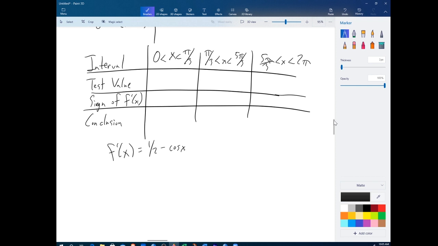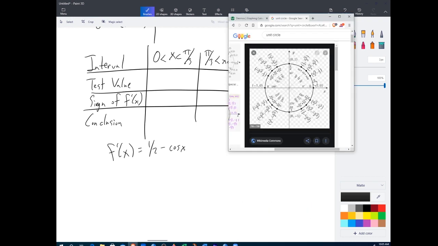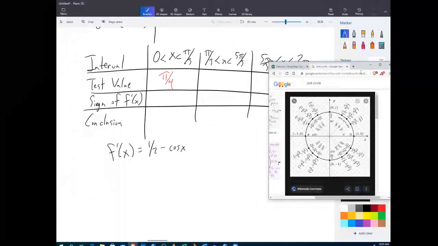All right, just shout it out. And let's maybe pull up the unit circle again, just so you can be more confident about the numbers you're picking. Give me any angle between 0 and pi over 3. Pi over 4? Pi over 4, okay. Give me anything between pi over 3 and 5 pi over 3.